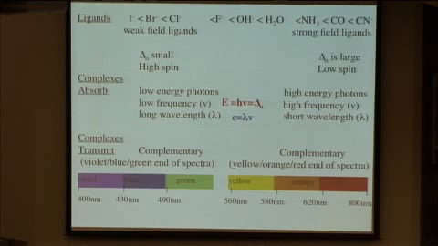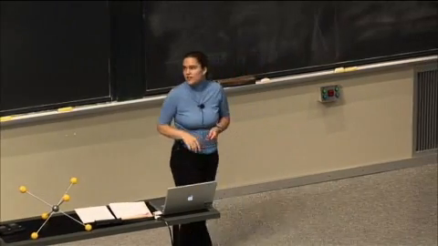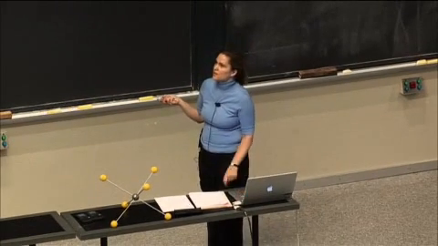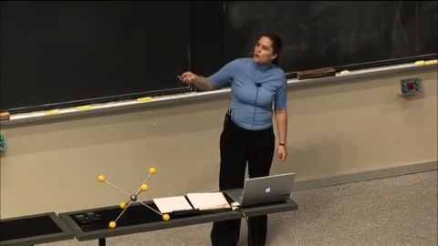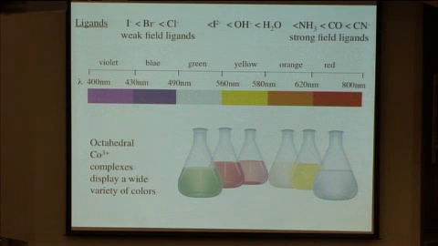Strong field ligands, again, have a huge splitting energy, so you're going to have big energy, high frequency, short wavelength, and so it's going to transmit then in the complementary, so it should be in the yellow, orange, or red end. And you will be asked in some of the problems, and again, problem set 9 due Wednesday, and you should be able to finish that up pretty quickly tonight after this lecture, and there's some problems on this. So for cobalt complexes, you get pretty much the entire range of colors.